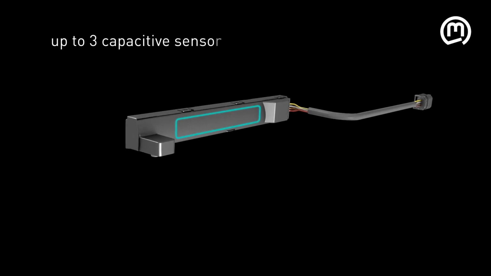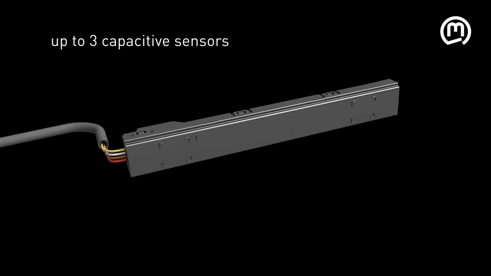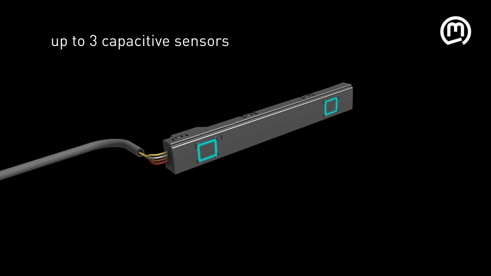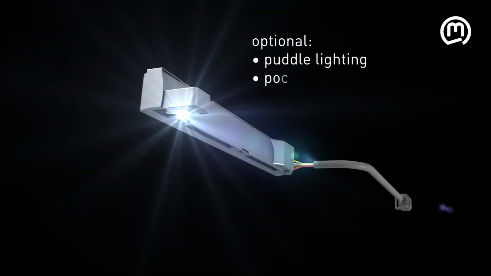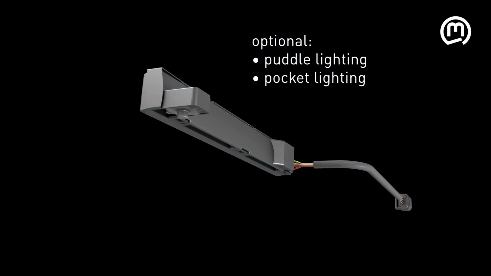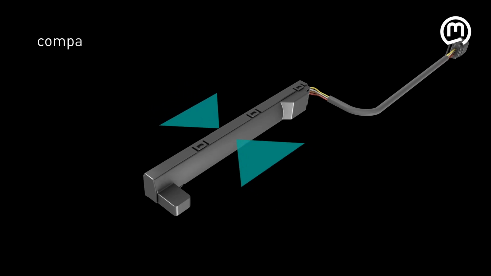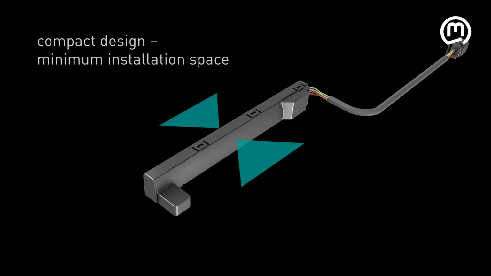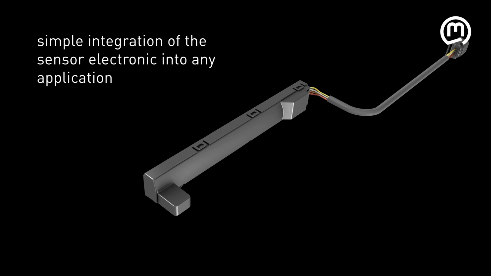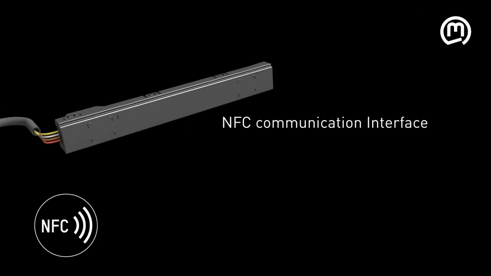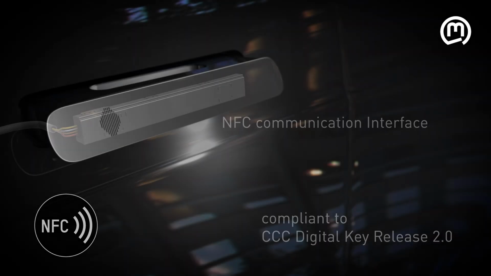Up to 3 capacitive sensors can be combined. Optional puddle lighting and pocket lighting is provided. The S3 requires only minimum installation space. Modularity is key. The sensor electronic is easily integrated into any application. And of course, our NFC communication interface is compliant to the CCC Digital Key Release 2.0.